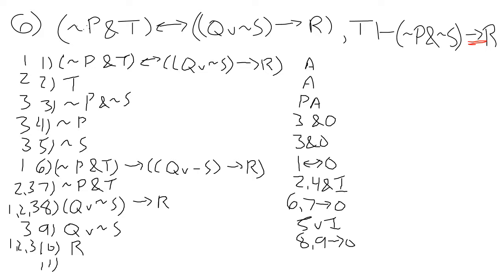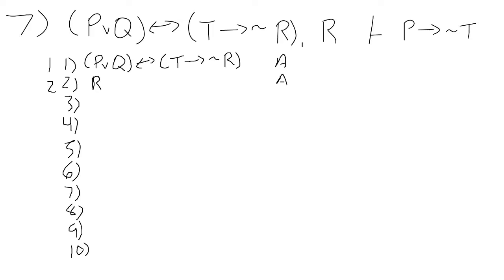Depends upon our PA, so we can arrow in from 3 and 10, arrow in, and that's going to be 1 and 2 because the 3 drops out after we do arrow in.